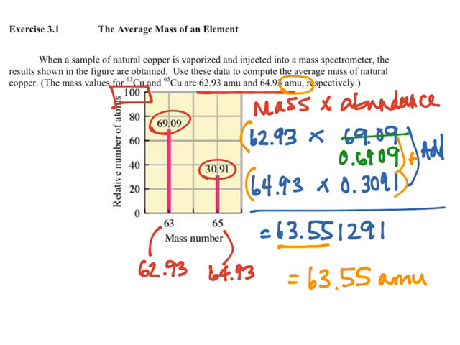Okay, so when we're finding average atomic mass, we need to take our mass multiplied by the abundance, add them together for each of the different mass numbers that we have, and that will be your average atomic mass.